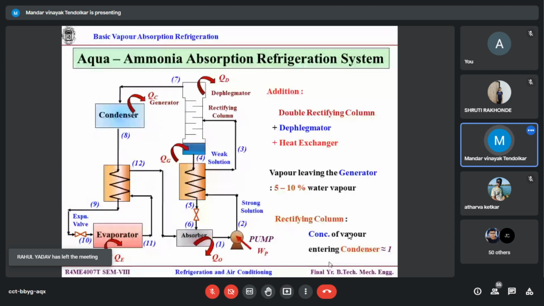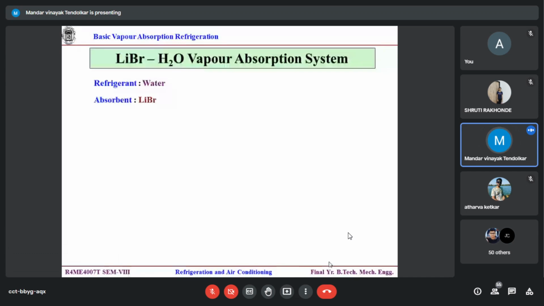If you consider, instead of aqua ammonia, if you consider the LiBr-H2O, then there is an advantage to us. Here the refrigerant is water and the absorbent is LiBr. So I need to play only between the liquid water and steam. Okay, so LiBr is non-volatile. It always remains in liquid phase. Ammonia or water had this problem. Correct? So here there is no such problem.